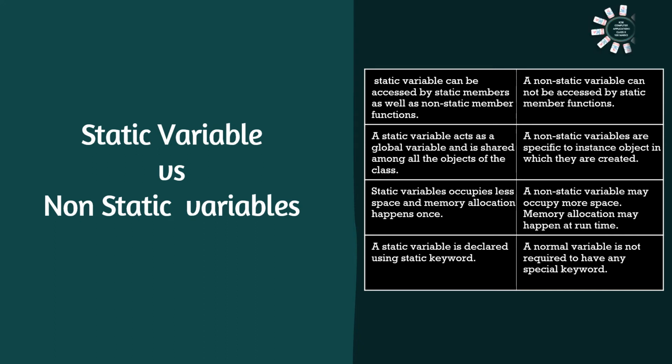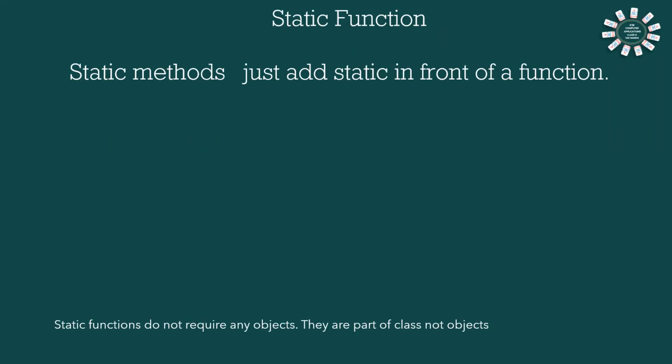Now we can discuss static function. A function can be made a class function or static function by just adding the keyword static before the function. Here, see the example. The class name is Square, and two functions are there. Void area, which is a non-static function, and void perimeter, which is a static function. We have made it static by adding the keyword static in front of the function.